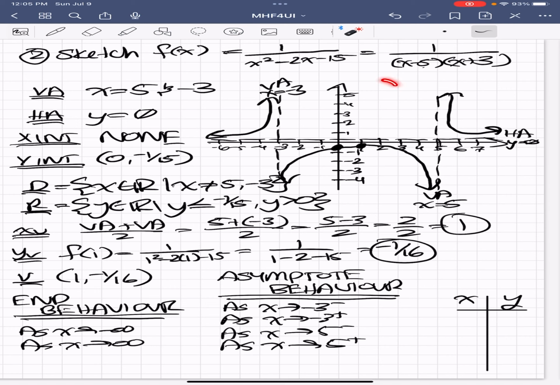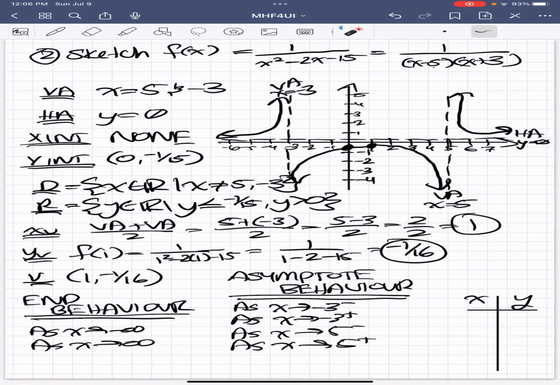So we have it graphed here. I made sure to do the vertex and then the y-intercept. I'm sorry if it's not closer to the x-axis. I'm trying to graph the best that I can. But let's move on to end behavior and asymptote behavior.